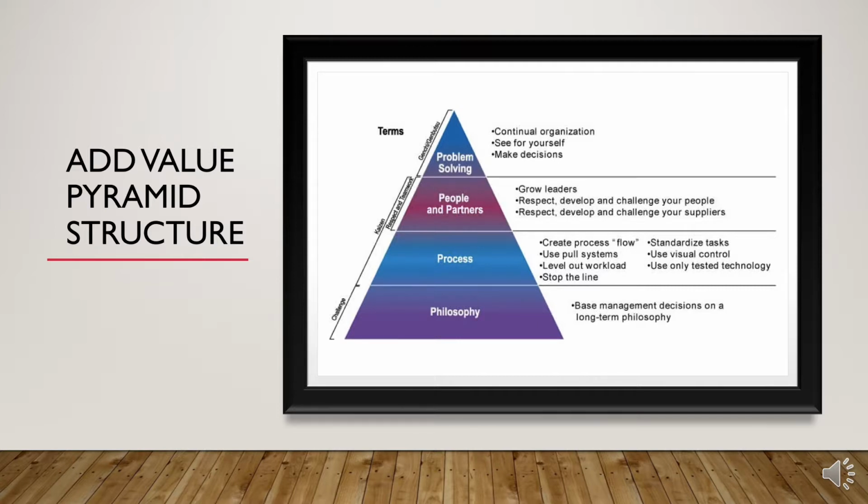So people and partners is the next level. Grow leaders; respect, develop and challenge your people. Respect, develop and challenge your suppliers as well. So problem solving is the tip of the pyramid, I mean, the tip of the TPS. Continuous organization, see for yourself, making decisions: these are the problem solving techniques. So this is the very well defined structure of the TPS.